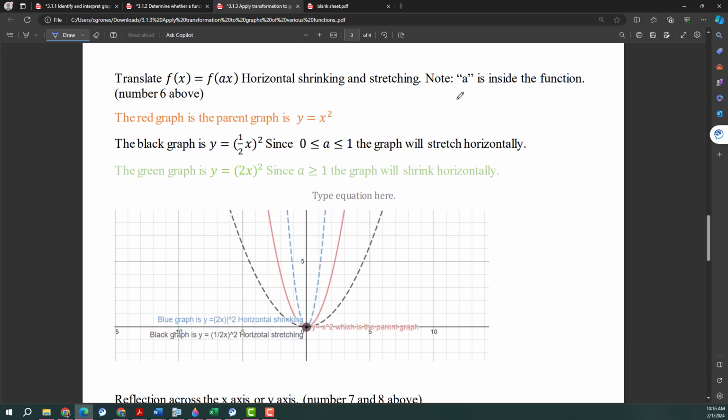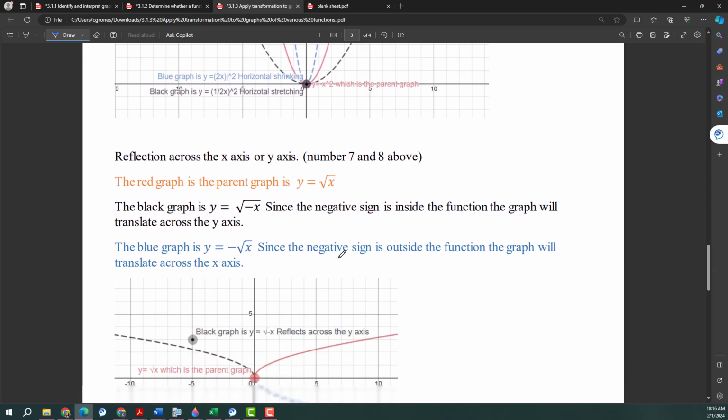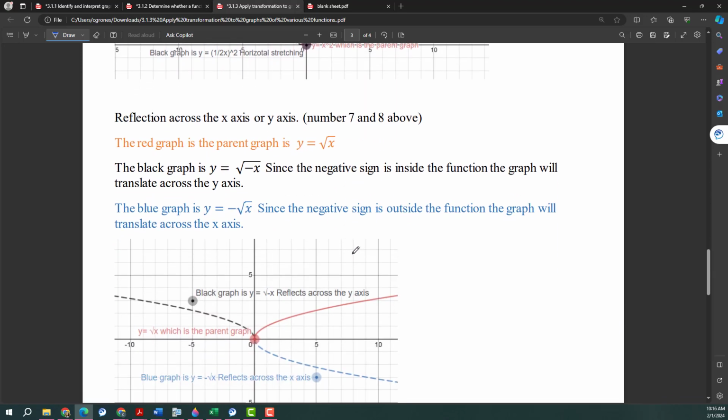The next one is the horizontal shrinking and stretching. So we have a inside of the parentheses, and remember this one is opposite of the one we just looked at. Whenever a is in between 0 and 1, then it's going to stretch, and if it is greater than 1, we will shrink it. So look at those examples.